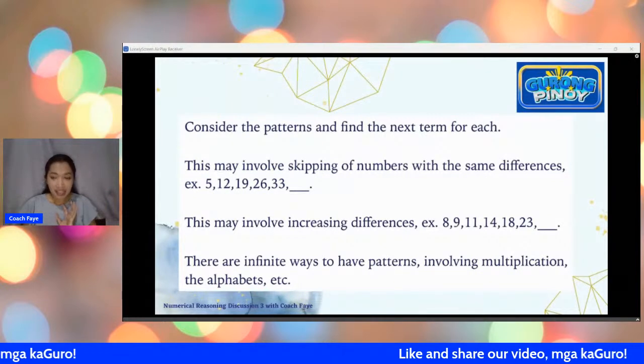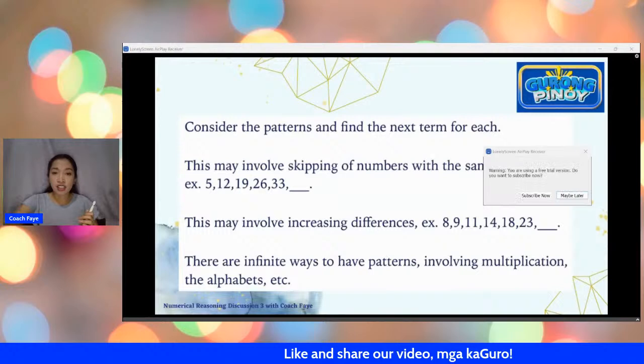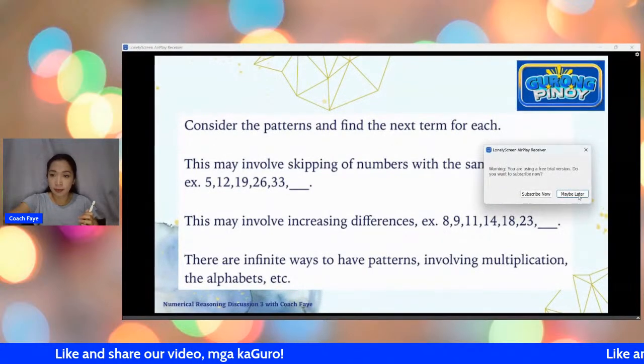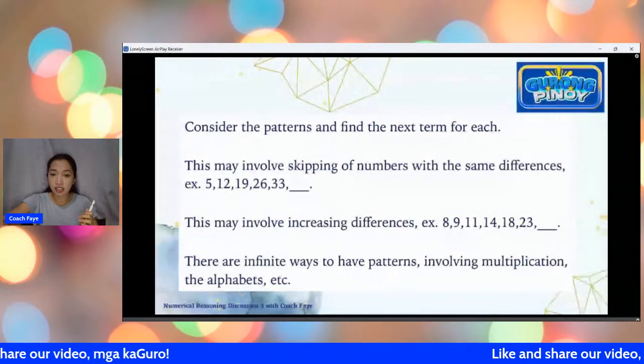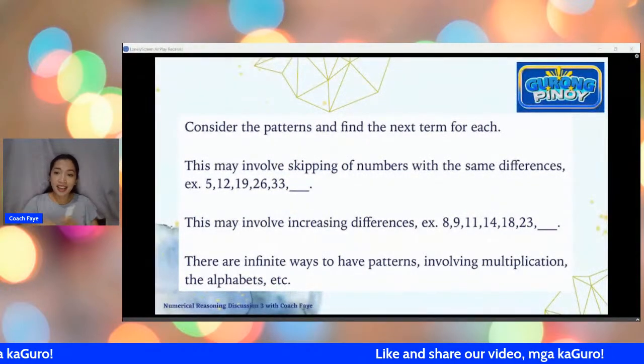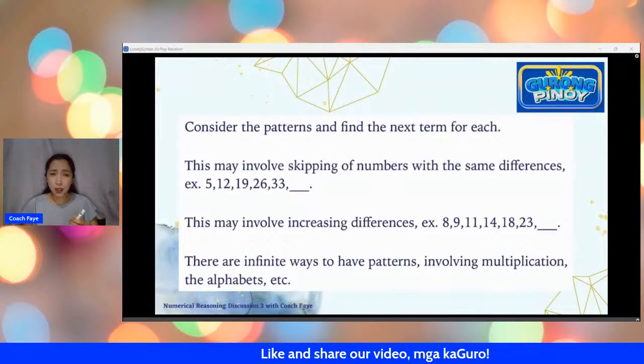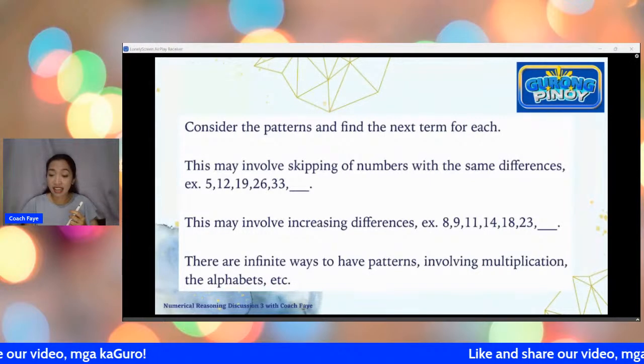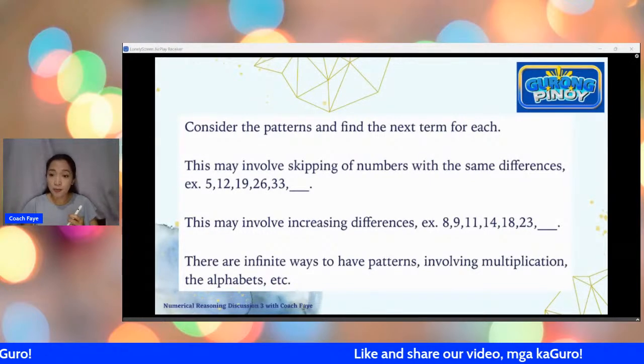So, based on these examples, if we look at them, let's look at what is flashed on our screen, the examples. So, the first set here, we have your 5, 12, 19, 26, and 33. Can you recognize what the pattern is here?